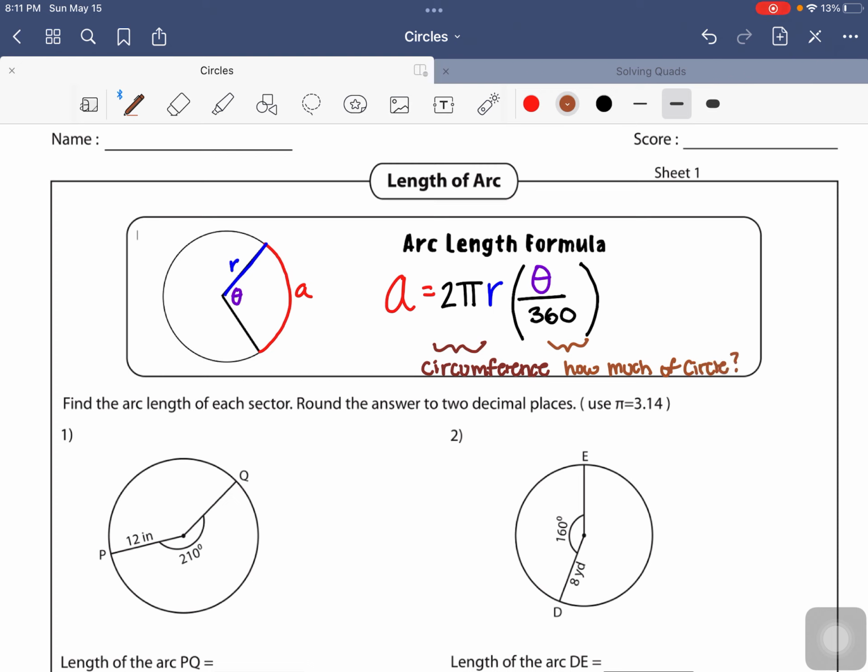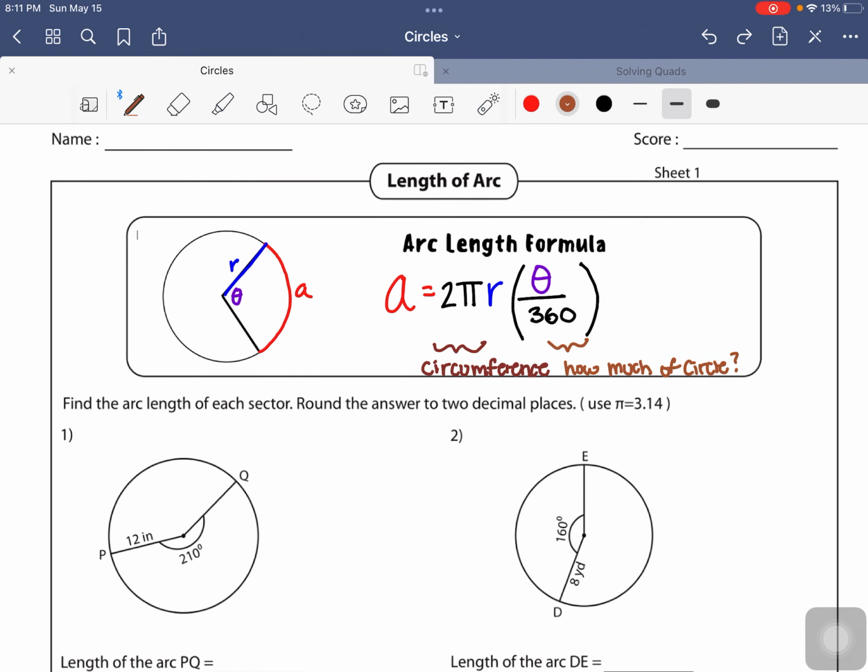So to break down this formula, remember that a circle is worth 360 degrees. So we're dividing it by what little piece we're looking at, right? So then that gives us a percentage or a fraction. And then we multiply that by the circumference. Because if you think about it, the arc length is just a small piece of the entire circle. So we're kind of using ratios here, but basically we have to use this formula.